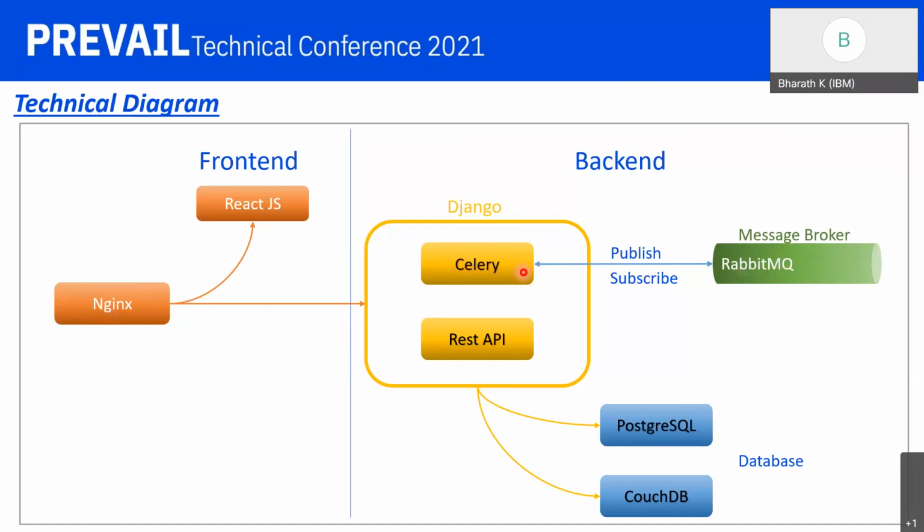Now this Celery has multiple nodes, called worker nodes. In our case, we have set it to 20 nodes. These nodes will subscribe to this message broker. All these tasks, all the requests, they will fetch back from RabbitMQ. Those worker nodes will fetch it and start to execute.